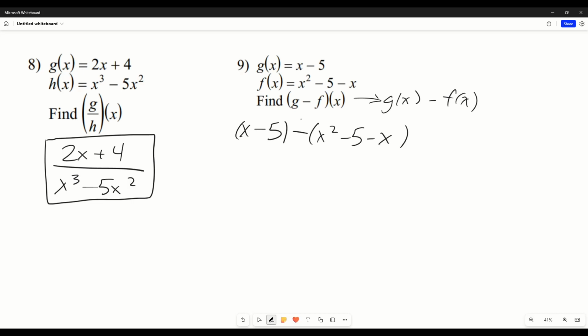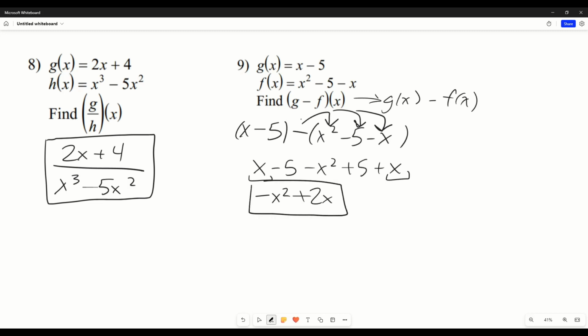We have this negative here, so we're going to distribute it into everything inside the parentheses. We rewrite x minus 5, then get negative x squared plus 5 plus x. Then let's combine like terms. There's nothing to combine with negative x squared, so we just rewrite that. We have x plus x, which is 2x, and negative 5 plus 5 is 0. So our answer is going to be negative x squared plus 2x.